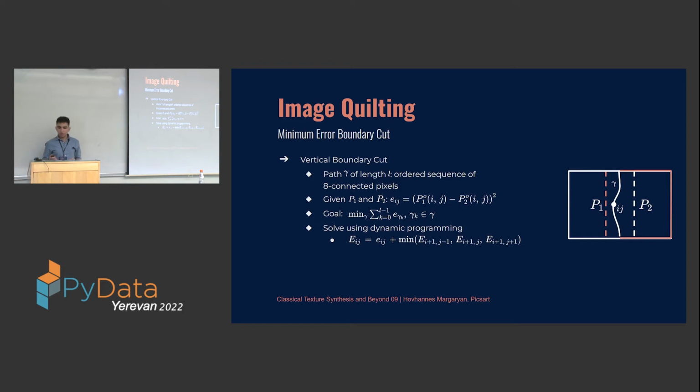At this point, let's also note that the optimization problem that is presented on the slides satisfies the principle of optimality, which implies that if we have an optimal path that goes from the bottom to the top, and if we choose a random point on that path, the path that goes from the bottom to that point is also an optimal path. This allows us to solve the optimization problem using dynamic programming, where we need to compute the cumulative minimum error boundary cut using the formula that is presented on the slide. It is basically a sum of Eij and the minimum of the 3 points below ij.